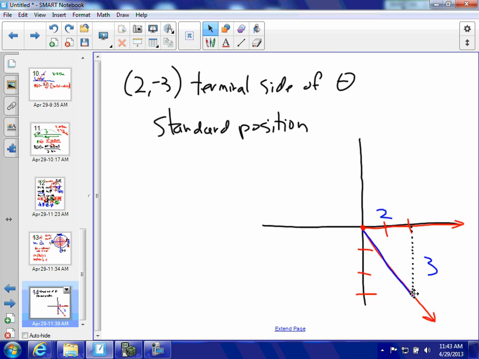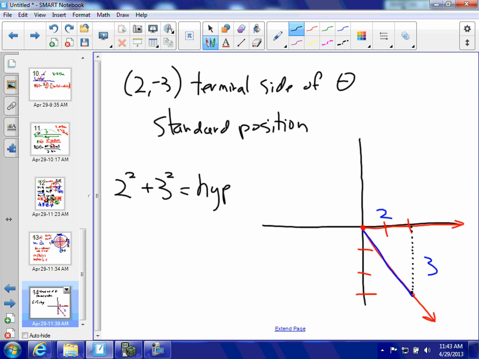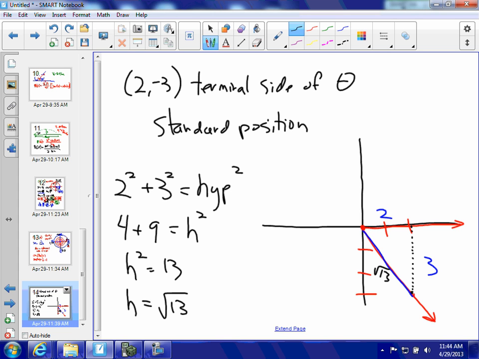So what I'm going to do is find out the length of the hypotenuse, and I'm going to use the Pythagorean theorem to do that. My right triangle there is 2 squared plus 3 squared is equal to my hypotenuse squared. So I have 4 plus 9 is equal to h squared. So h squared is equal to 13. So h is equal to radical 13, the square root of 13. So the length of my hypotenuse is the square root of 13.